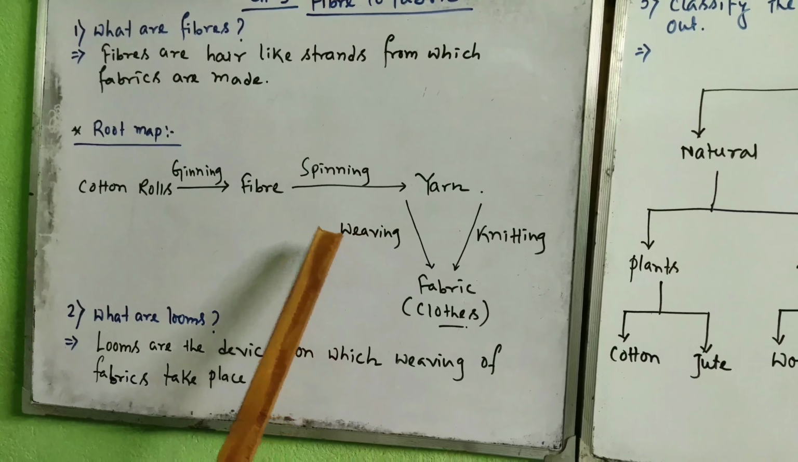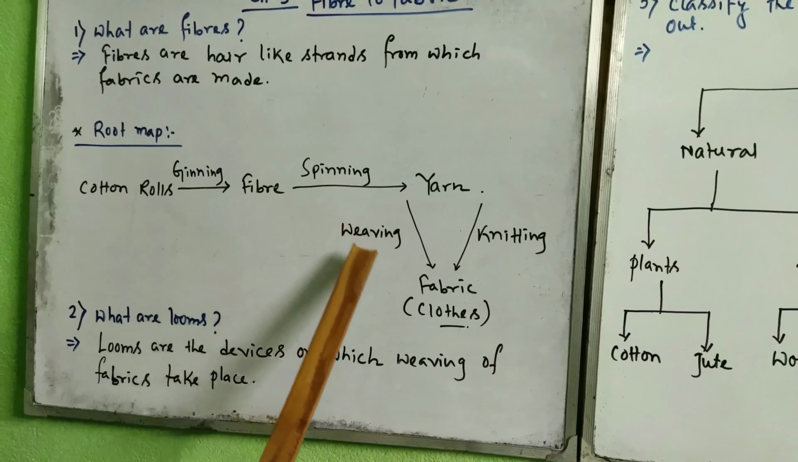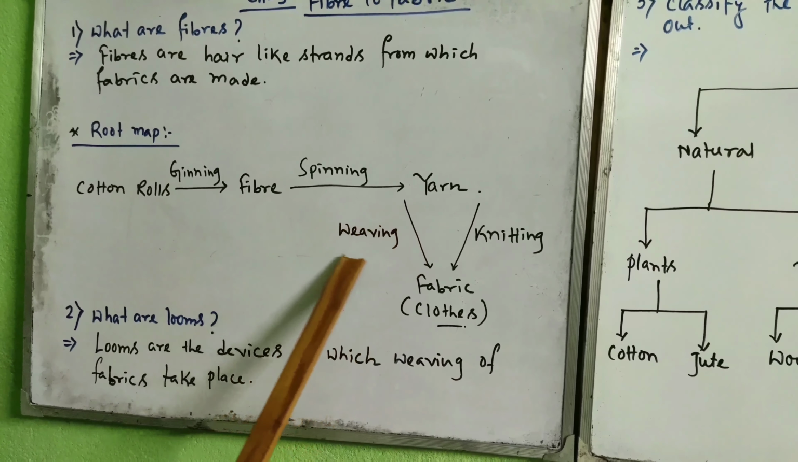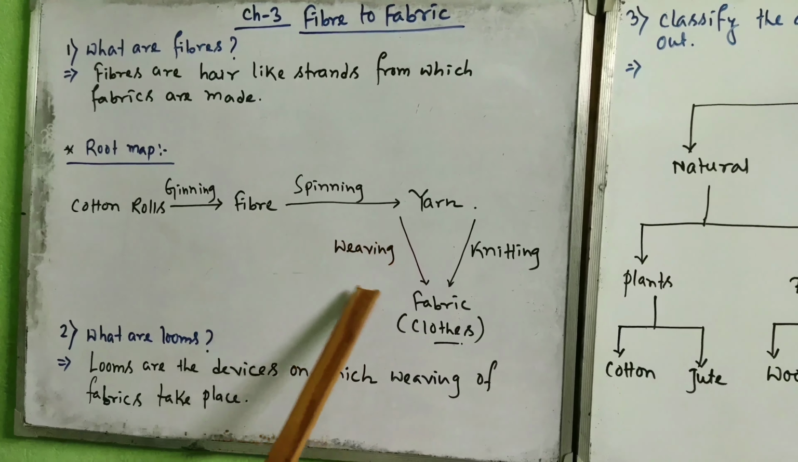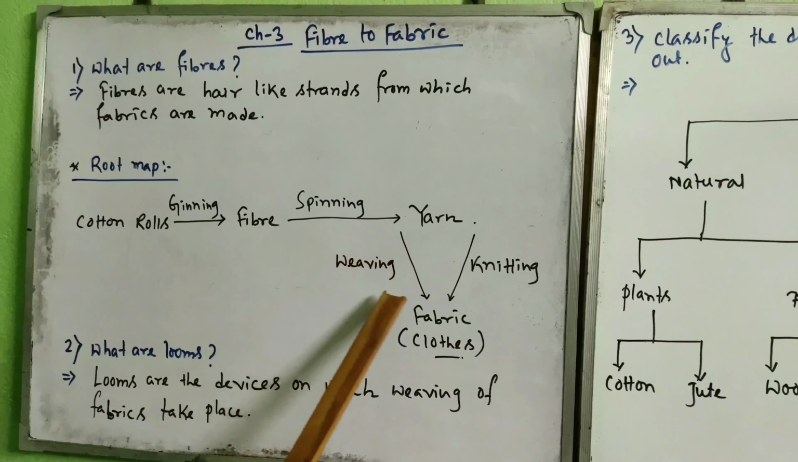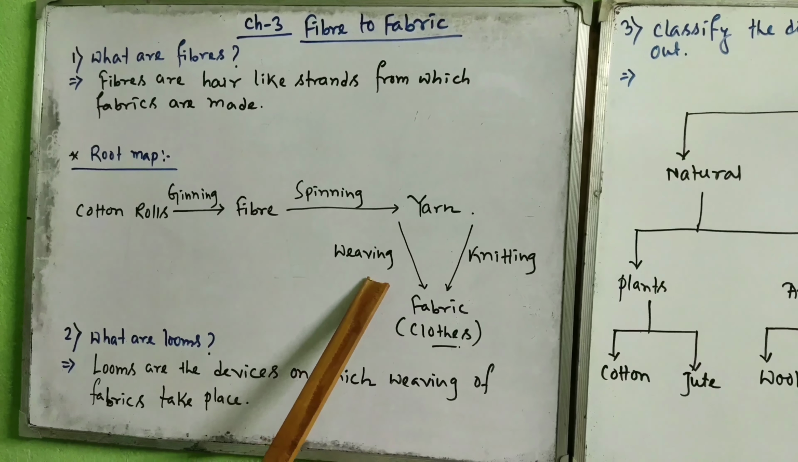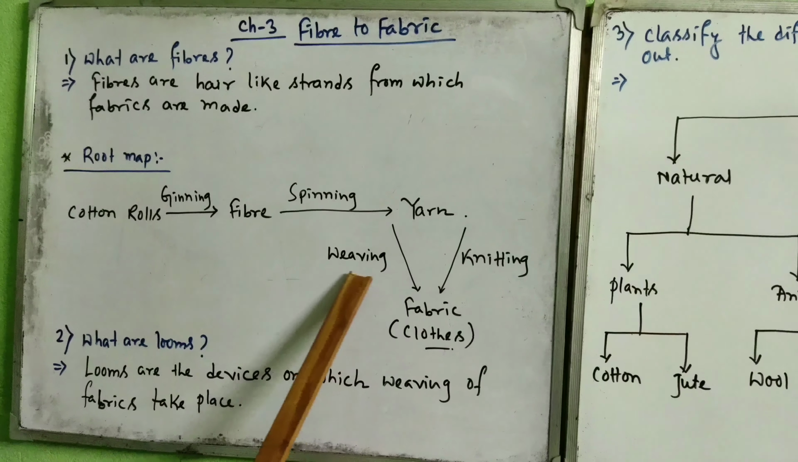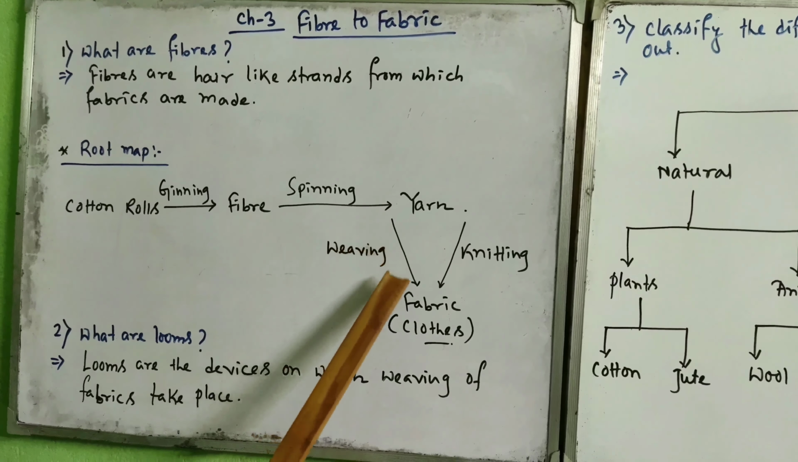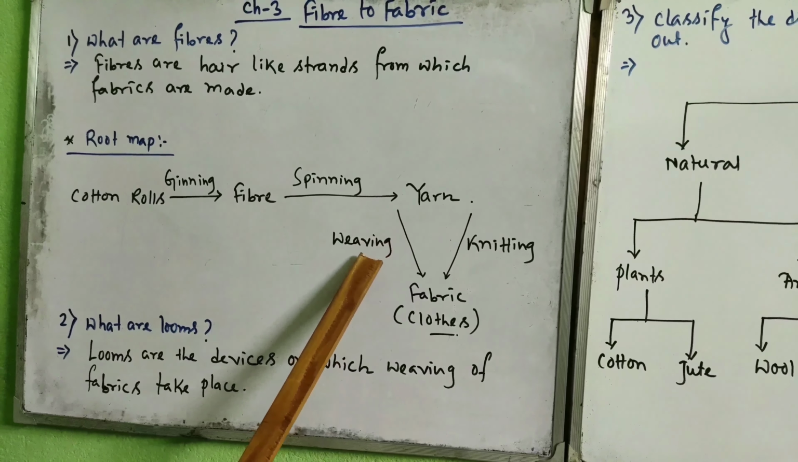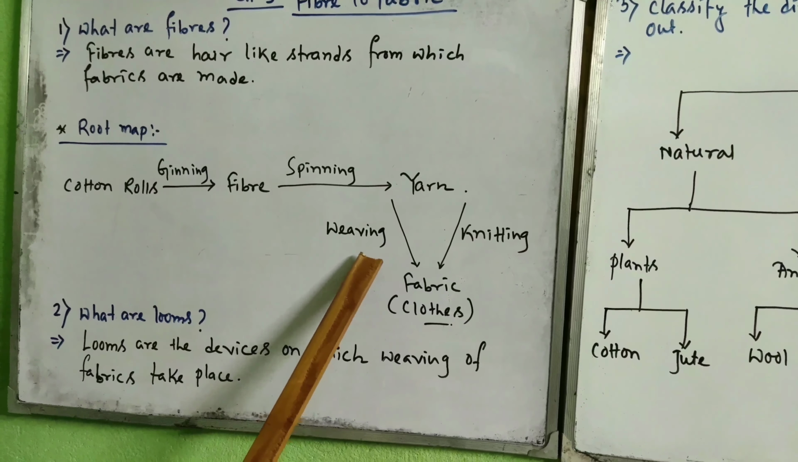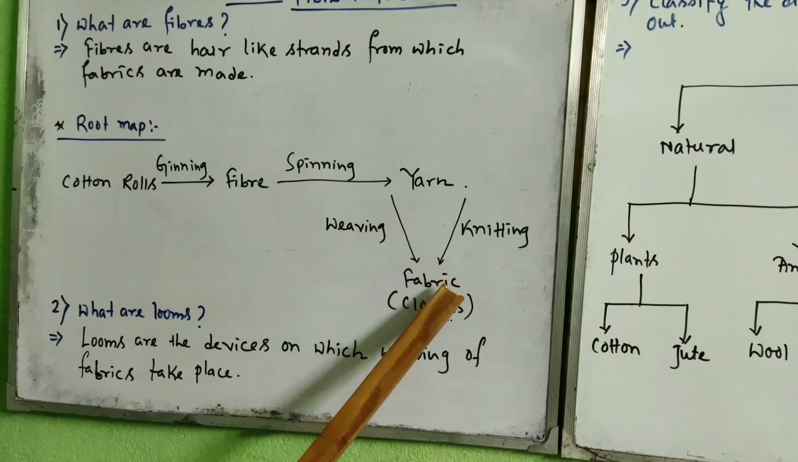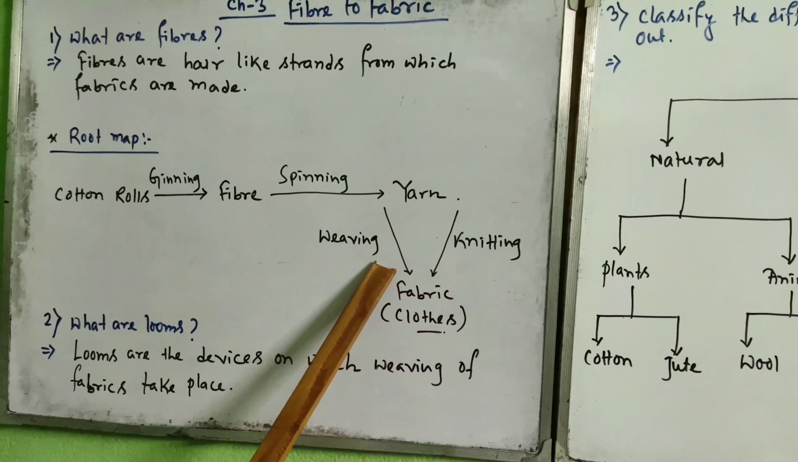If you do it by hand, then you have to do it in normal looms, or hand looms, you can say. Or if you do this process by machines, then it is called power looms. So by these two ways you can convert yarn to fabric, first by the process called weaving.